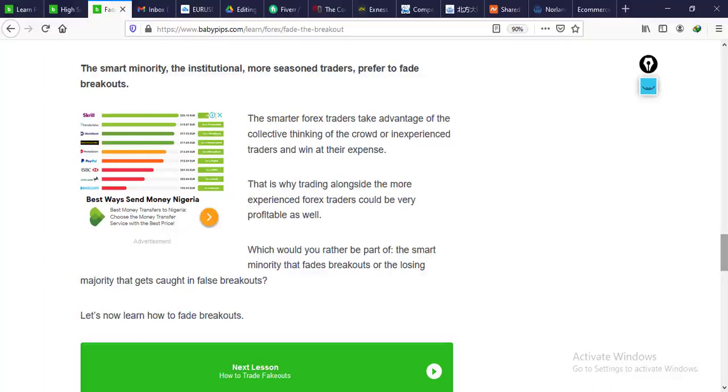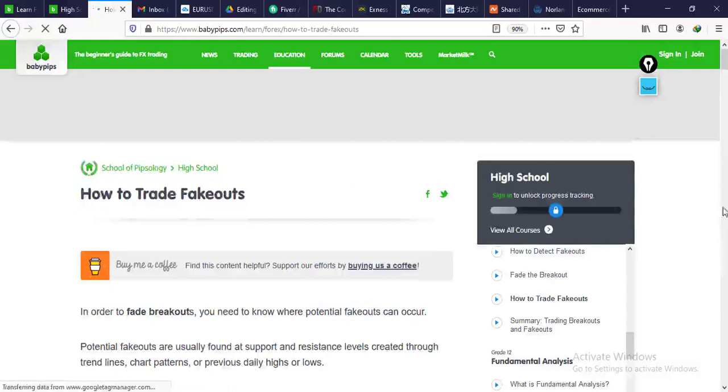So which would you rather be part of? The smart minority that fades breakouts, or the losing majority that gets caught in false breakouts? So let's now see how to fade breakouts. In the next lesson, how to trade fakeouts.